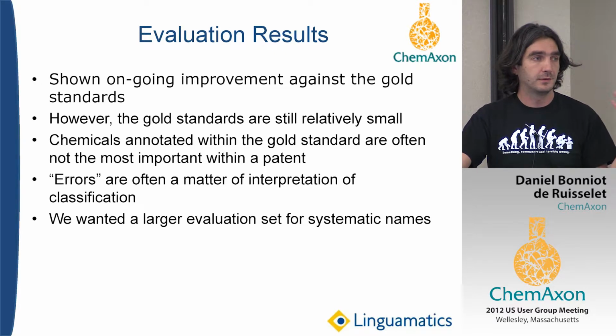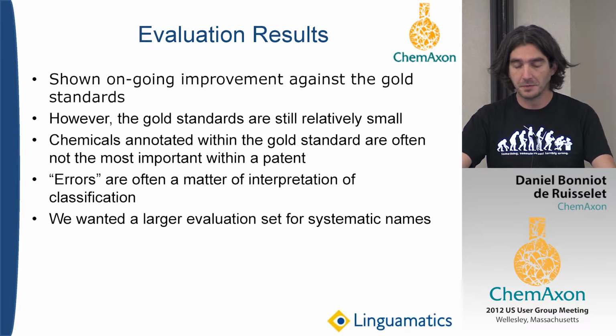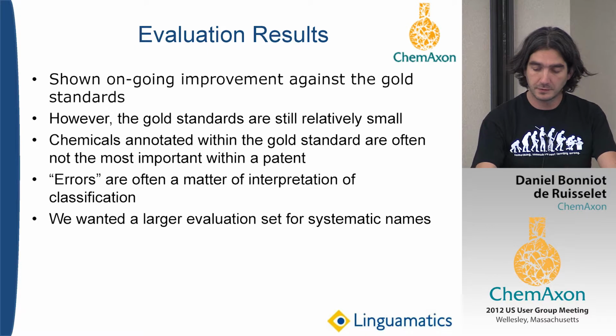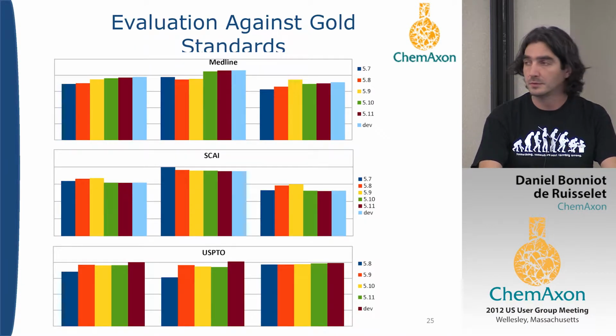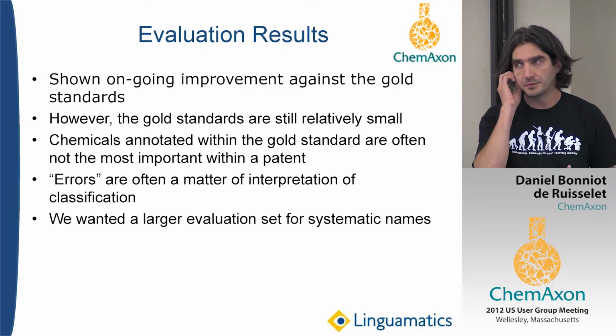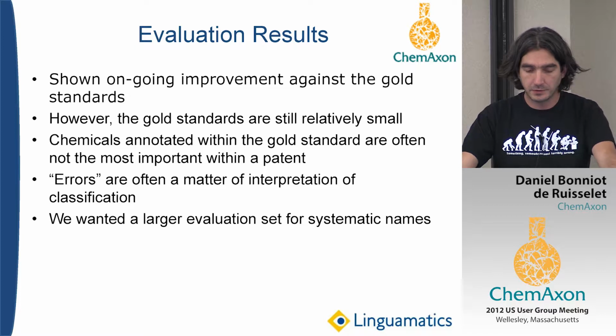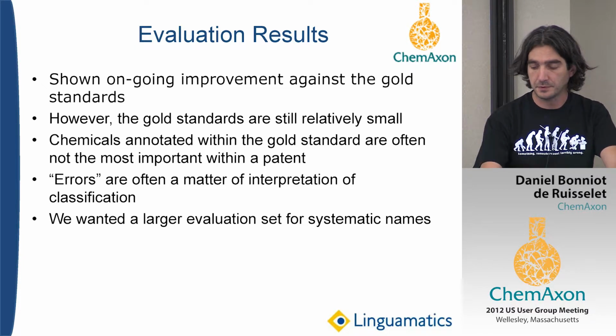The problem is that because this is done manually, it's a lot of work to get a relatively small amount of names. In this corpus, we have, I think, a few hundred names. So it's useful to find some cases, but it's not really useful to drive improvement of the systematic algorithm. And so we wanted to have a larger evaluation set for the systematic names.